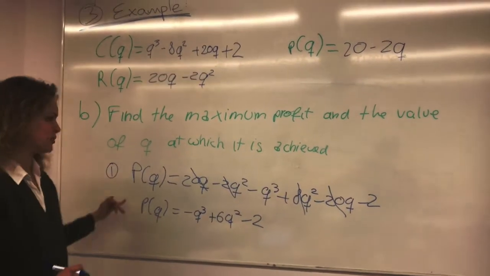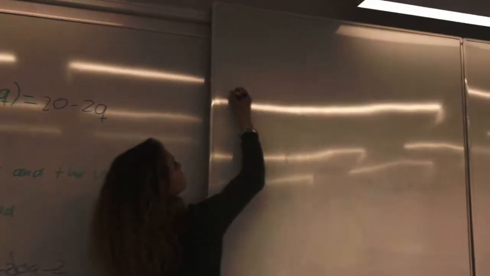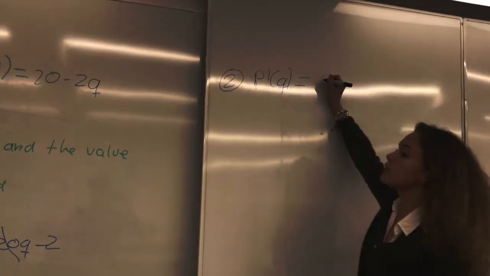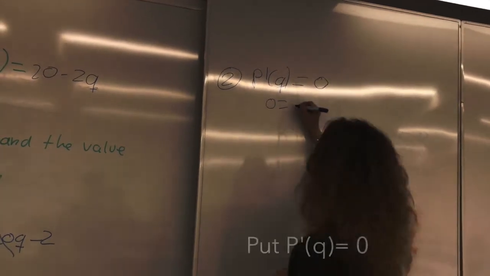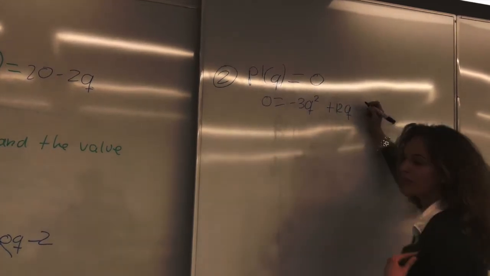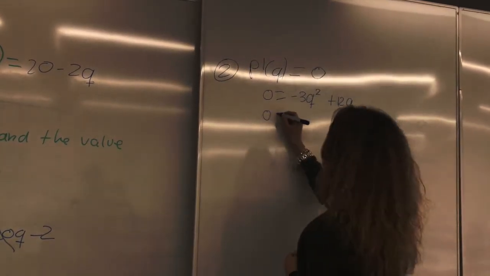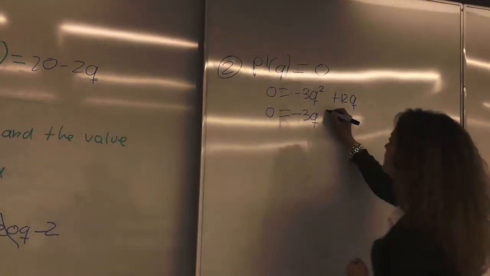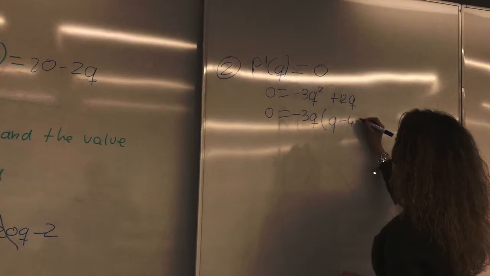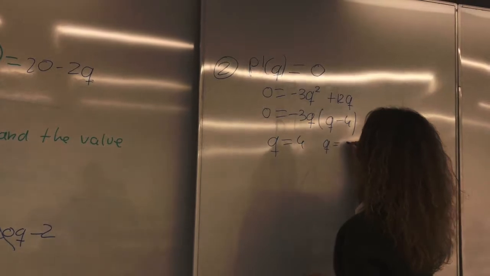Now, if we want to find the maximum profit, we need to use the first derivative. So we have to set the first derivative function of Q equal to 0, which will become negative 3Q to the power of 2 plus 12Q, always using the power rule. Now we need to solve for Q. We take out the common factor, which is negative 3Q, and this becomes Q minus 4. And we solve for Q, with Q equal to 4 and Q equal to 0.